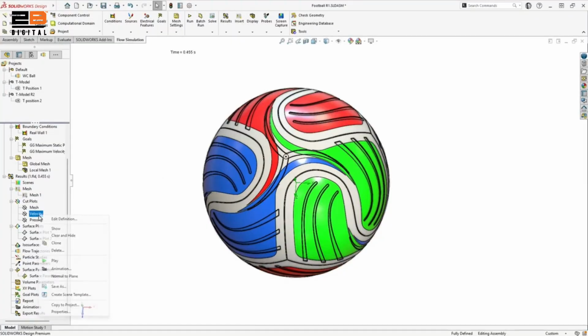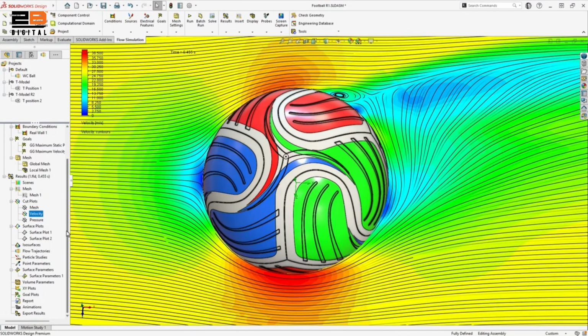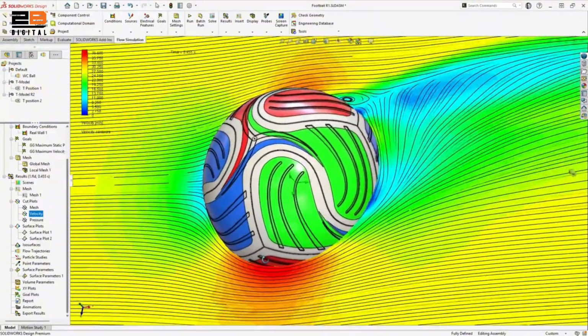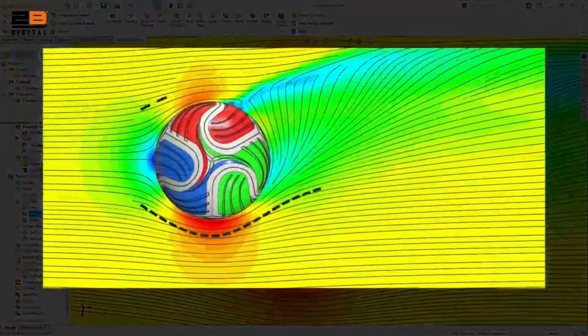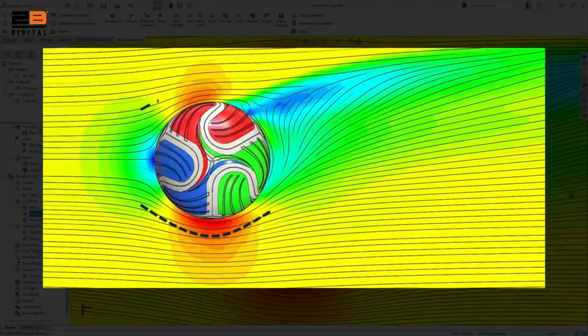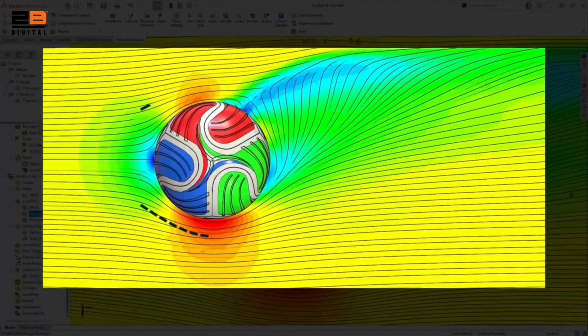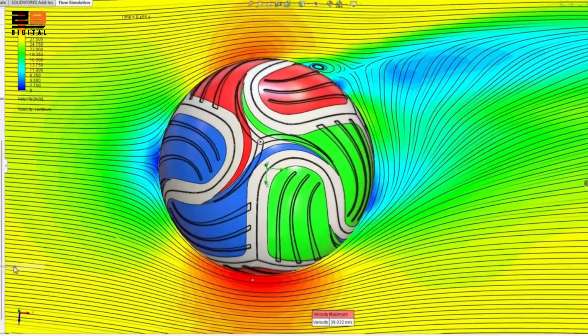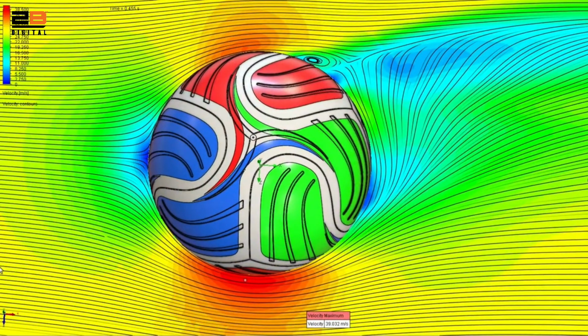And now we can see what the air is actually doing. Velocity first. We can watch the flow accelerate, wrap, and separate as it meets the spinning surface. One side moves faster, the other side slows down. That asymmetry isn't a curiosity. It's the mechanism behind the bend.